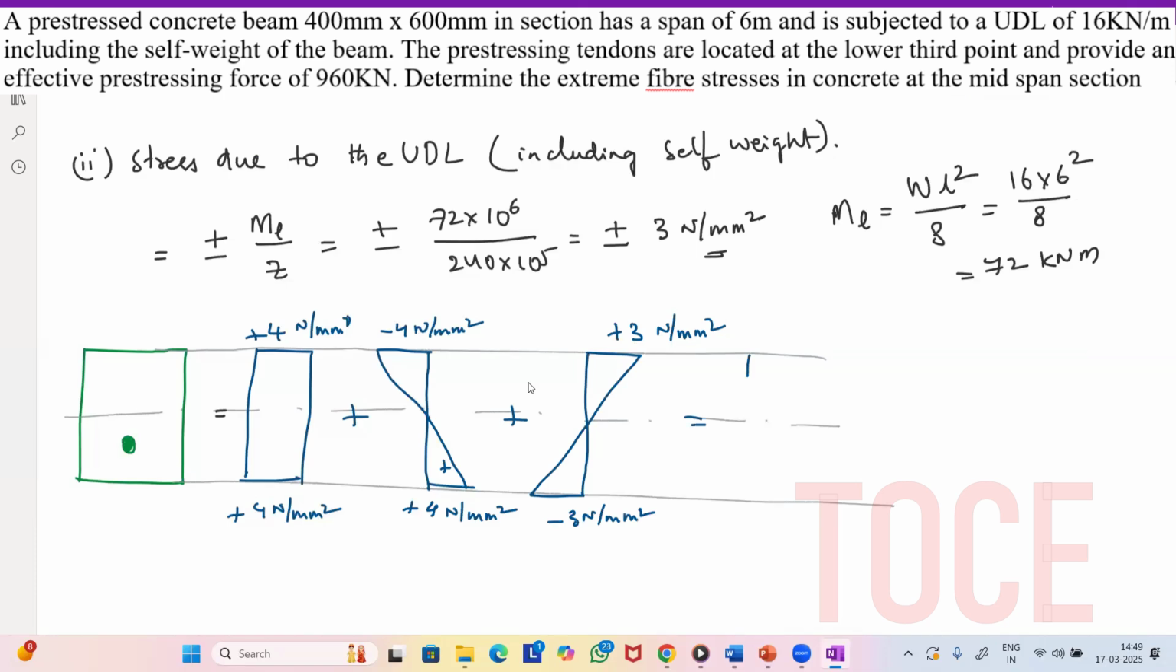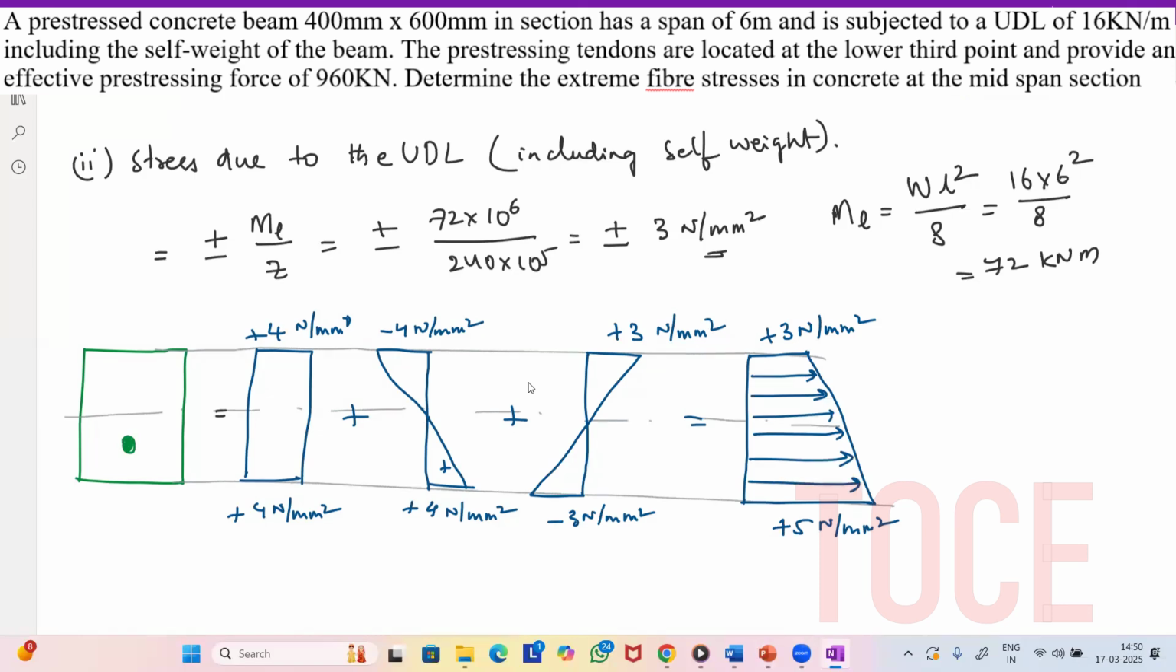Now the resultant on top, 4 minus 4, it is 0, plus 3. So it is plus 3 Newton per mm square on top, and at bottom 4 plus 4, it is 8, and again from 8 you need to subtract 3, so it will be plus 5 Newton per mm square. So this is how we are going to calculate the stresses. The extreme fiber stresses at top is 3 Newton per mm square, at bottom it is 5 Newton per mm square. Okay, so thank you all.